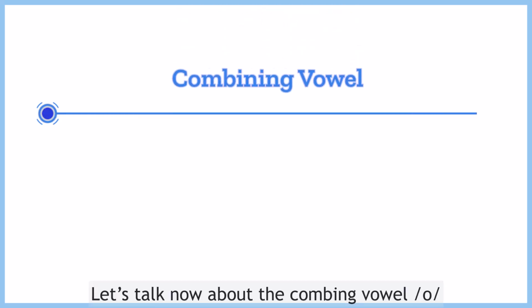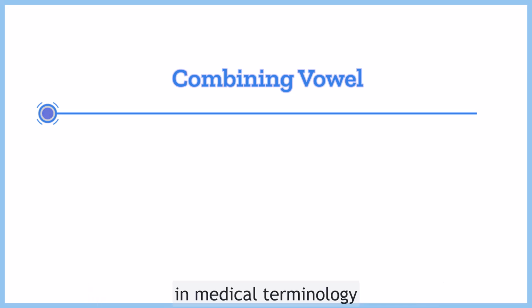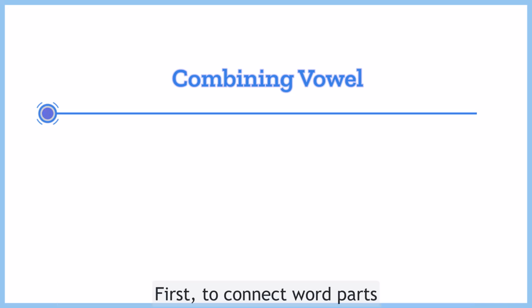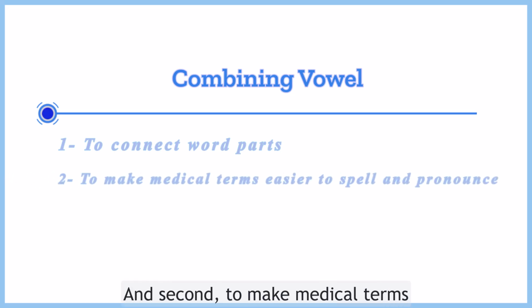Let's talk now about the combining vowel O in medical terminology. The combining vowel is used for mainly two reasons. First, to connect word parts, and second, to make medical terms easier to spell and pronounce. More explicitly, the combining vowel, which is O in medical terms, is used before suffixes that begin with a consonant and before another word root.